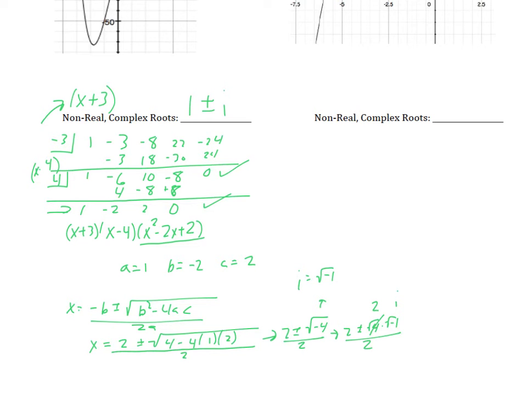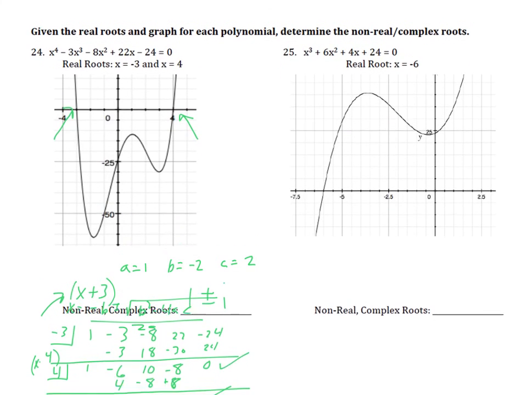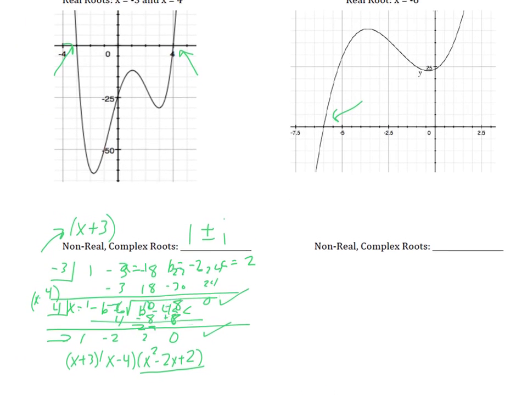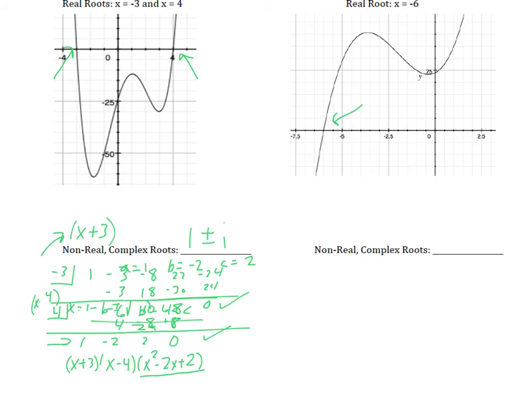Let's try the second problem. They give us one root, that is x is negative 6, and since this is cubic, we're only going to have to do synthetic division once. Oh, happy day. Here we go. So our root is negative 6.